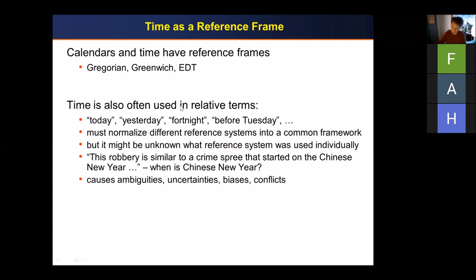So you have to bring it into a common reference framework. Then when you hear things like, the robbery is similar to the crime spree that started at Chinese New Year, you have to know what the Chinese New Year is, and some people may not know that. So that is a reference system that is not known. If you say it happened on Christmas, not everyone knows when Christmas is. So you have to come up with something that everyone can agree on.